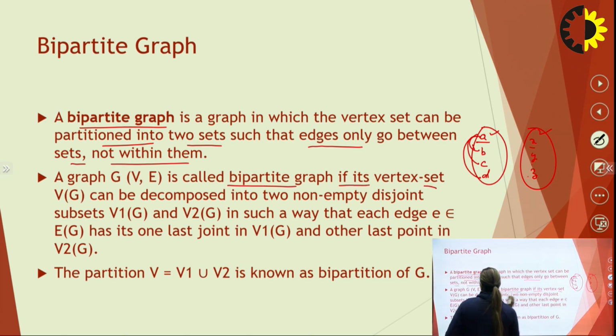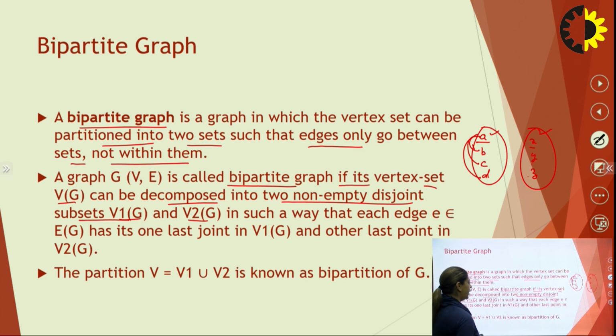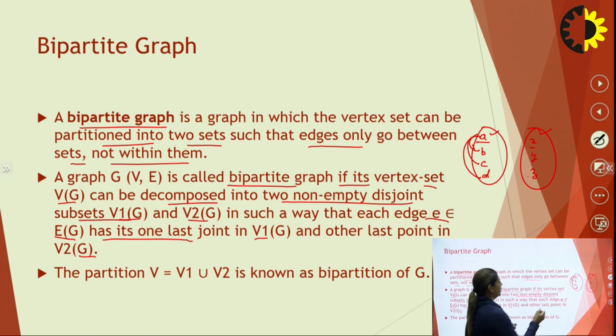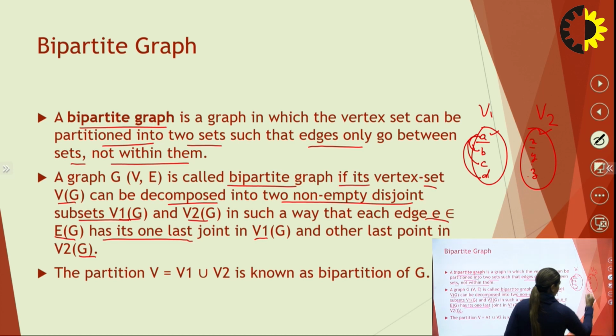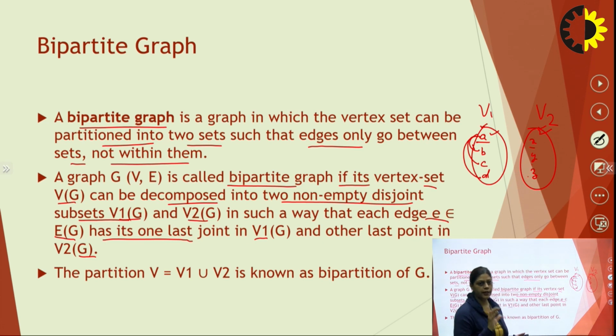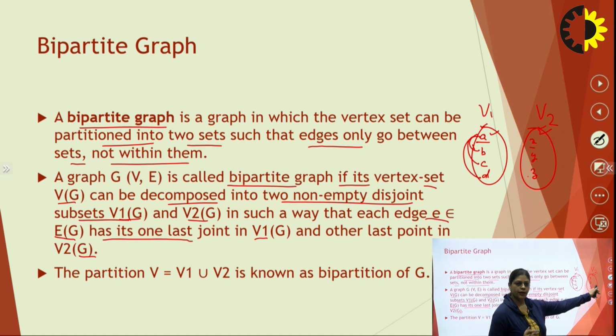Its vertex set VG can be decomposed into two non-empty disjoint subsets V1 and V2 in such a way that each edge E belonging to E has one endpoint in V1 and the other endpoint in V2, right? If this is V1 and this is V2, every edge has one endpoint here and the other endpoint here. All the edges have to be traversed like this only. One vertex should be included in the first set and the other vertex should be included in the second set.